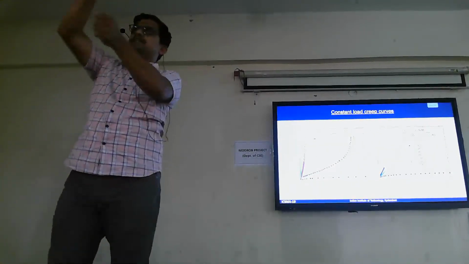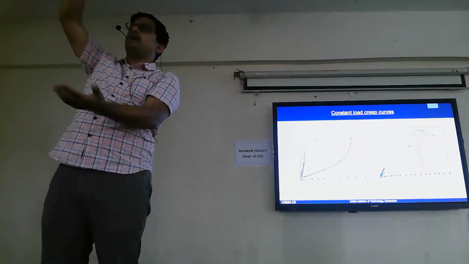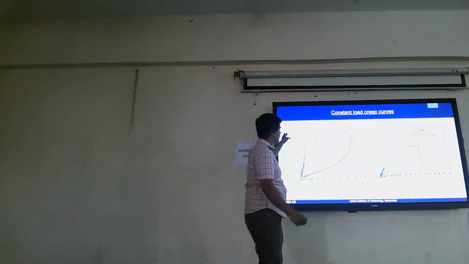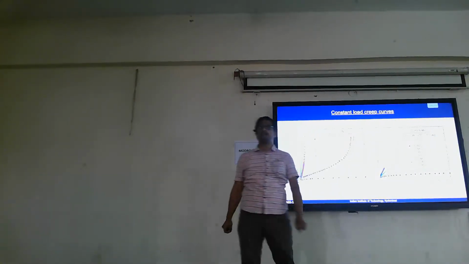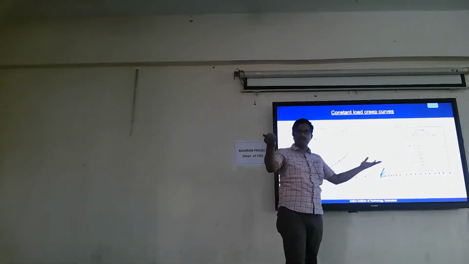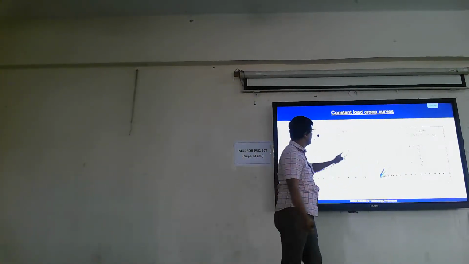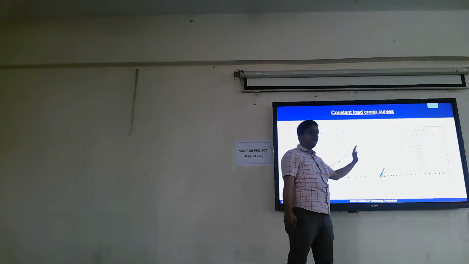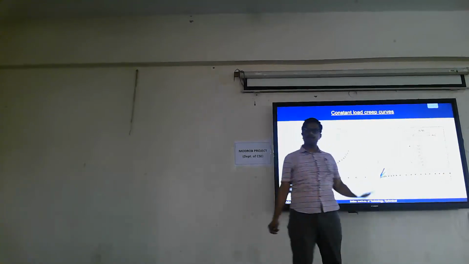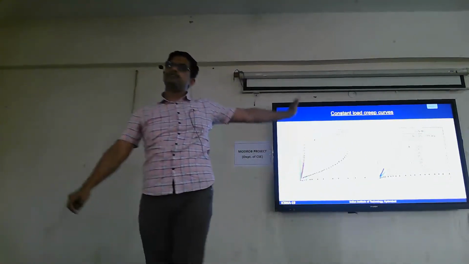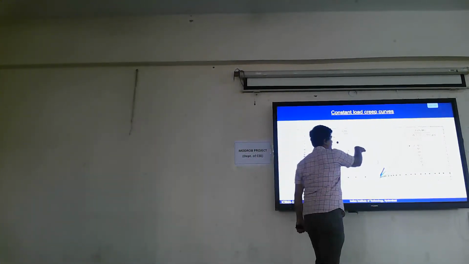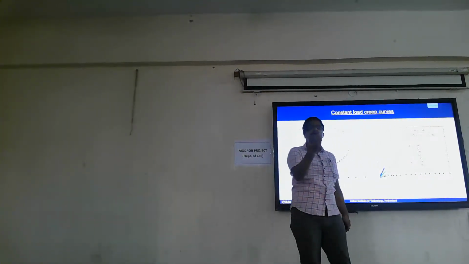Creep curve means taking the sample, applying some load, and measuring the strain continuously as a function of time. How the strain changes as a function of time is basically your creep curve. A typical creep curve, I think you saw in BTech undergrad, right? There is a primary region where the slope slowly decreases, then a constant slope, and then the slope increases. Generally constant load experiments show this kind of curve. So the slope of this curve is nothing but your creep rate.